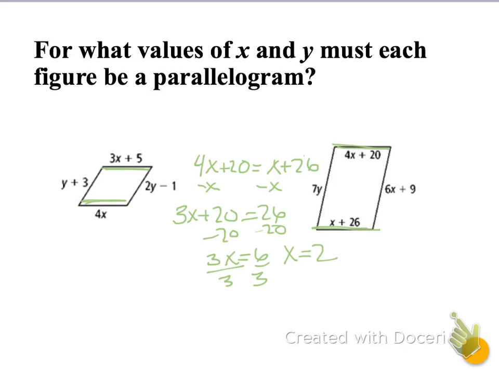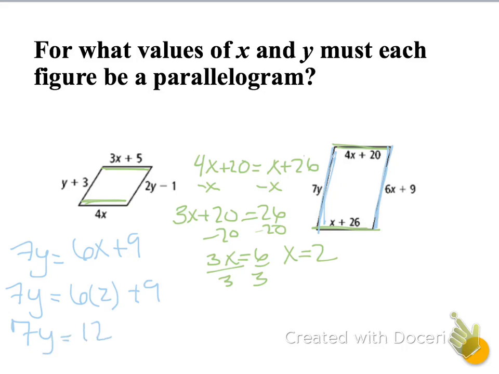So when I do my next one, my opposite sides, this one and this one, I'm going to have 7y set equal to 6x plus 9. But we found x, so I'm going to take out x and put 2 in its place so that I'm only representing one variable. So I have 7y equals 12 plus 9, so now 7y equals 21, divide both sides by 7, so now y equals 3. So we're going to say opposite sides of parallelograms you can set equal to each other.